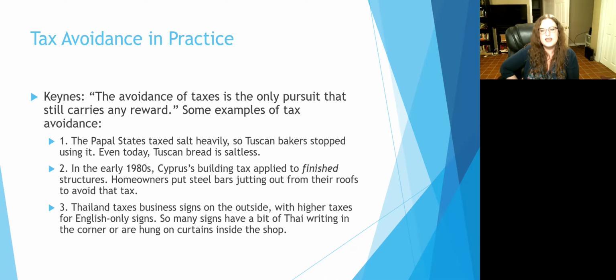Thailand, they tax business signs that are outside of the business. You can have your business down the street and you can have a sign outside your business, but there's a higher tax on English only signs. So in tourism districts today, if you go to Thailand, you'll see that there's English related signs, especially in tourist areas, but always in the corner there's a little bit of Thai writing, right? Or the signs just right inside the door of the building. And that's because it ends up avoiding taxes. Tax avoidance is totally legal. It's making these sorts of purposeful decisions to avoid a tax. Tax evasion, not legal. Don't do that.